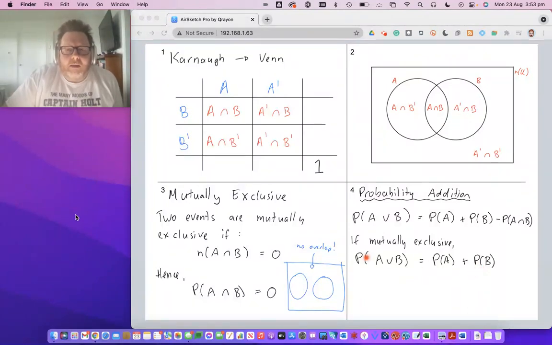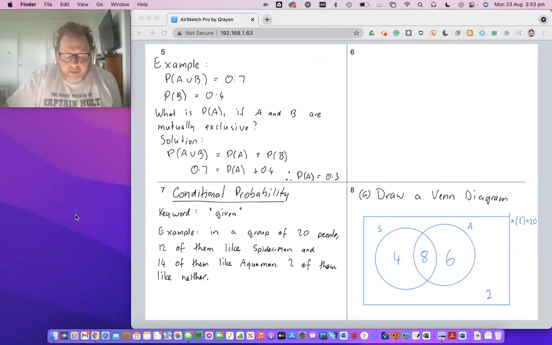Now, you might want to think about what that means when you think about a weighted tree. If you remember, we multiply across the branches and add down. What does that say about the events as they are represented in a weighted tree? Think about that.